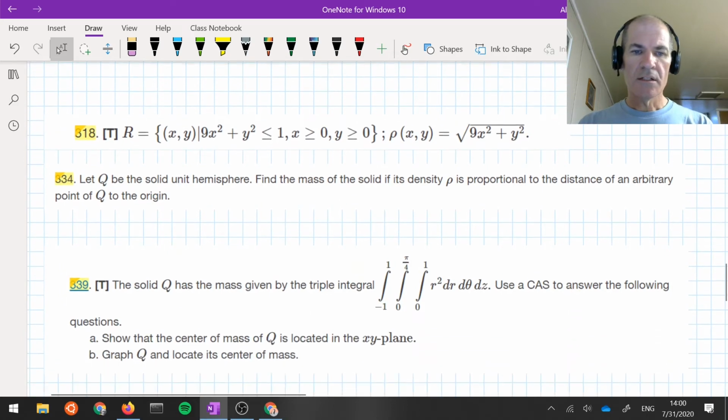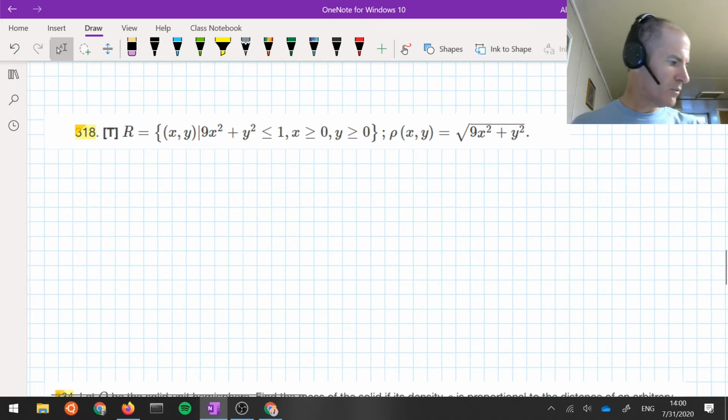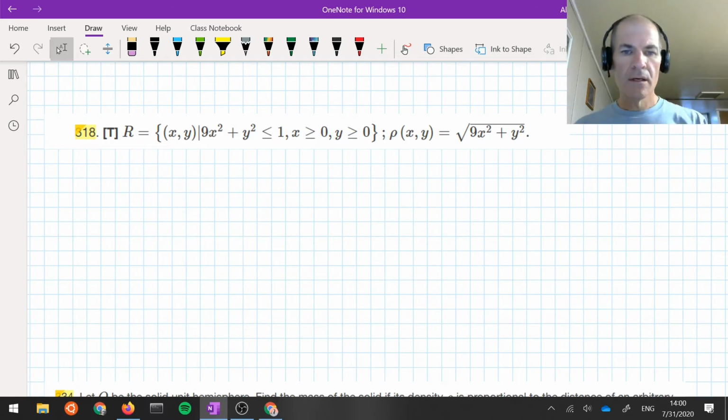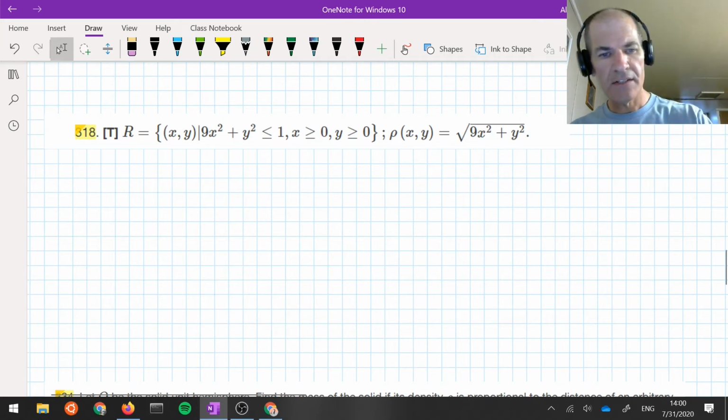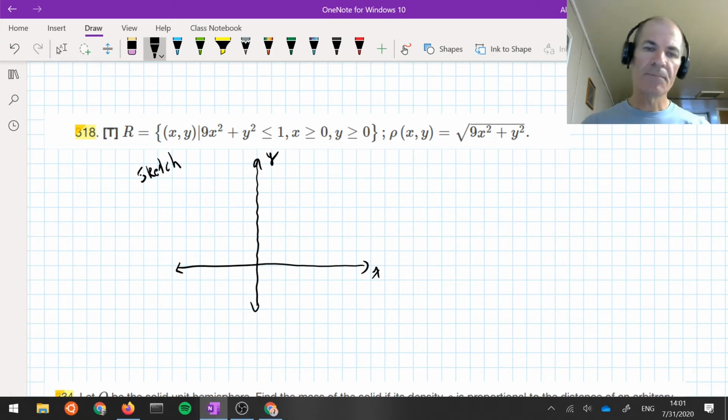Continuing, same problem, different set, different density function. We see the set given by the inequality 9x² plus y² is less than or equal to 1. And I'm just grabbing my notes here so that I don't make a mistake. All right. So what does this all kind of spell out? Let's make a sketch. I don't know why those vertical lines get so wavy like that. A little buggy.